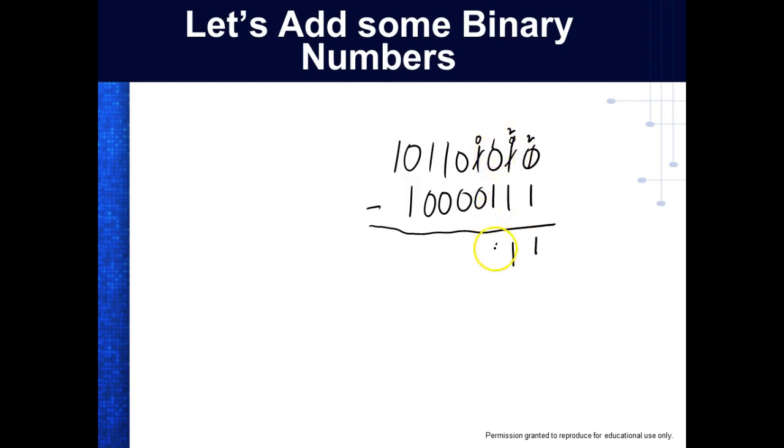1 minus 1 is 0. 0 minus 0 is 0. 0 minus 0 is 0. 1 minus 1, 1. Got to borrow here, right? Mark this out, makes this a 0, makes this a 2. 2 minus 1 is 1. Okay.